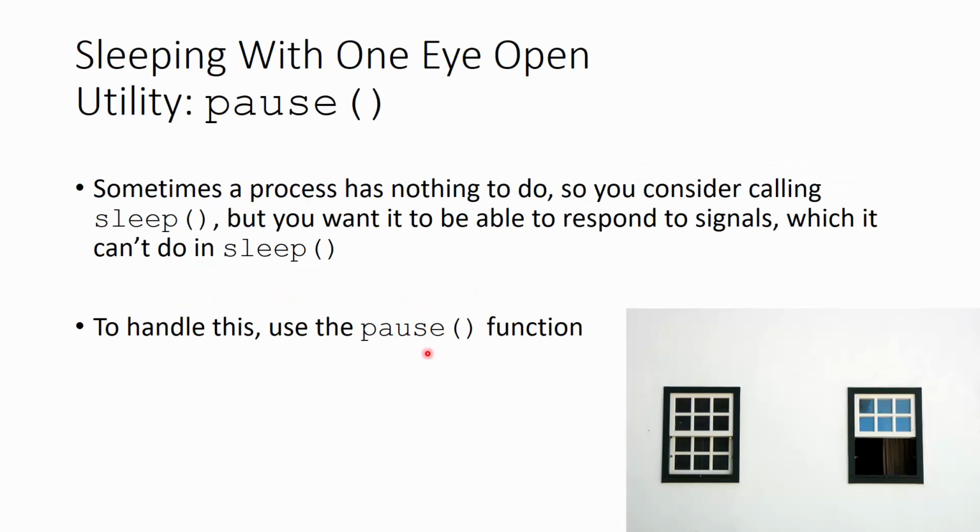So first of all, pause. We talked a little bit about this before, but sometimes a process has nothing to do, and you might consider calling sleep on it. Sleep is handy, but it's a blocking system call, and it only finishes when the time has expired and our process resumes execution. But if we want to be able to respond to signals, we can't just call a raw sleep. To do this, we can call the pause function.